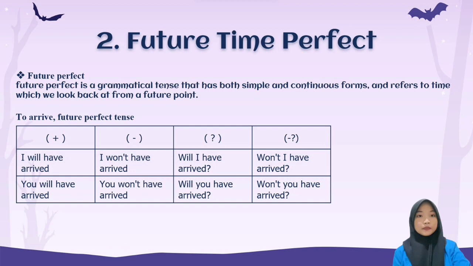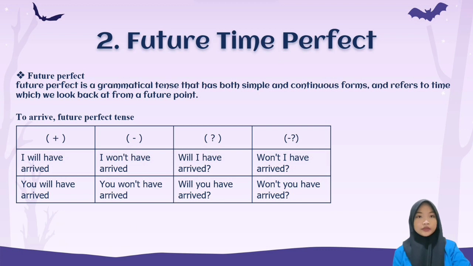Next is future perfect. Future perfect is a grammatical tense that has both simple and continuous forms and refers to time which we look back at from a future point.